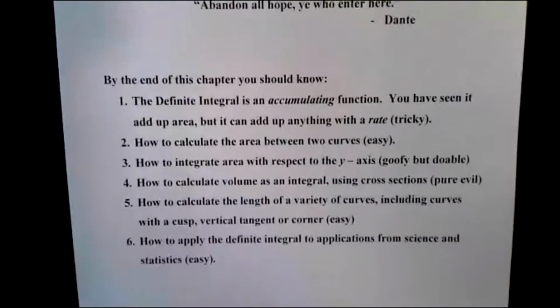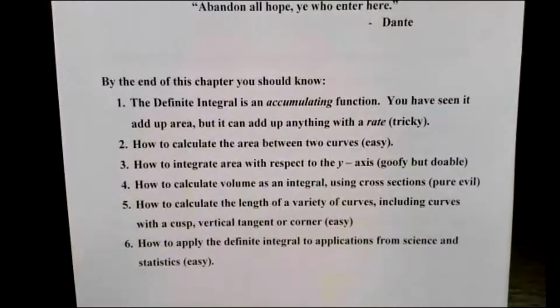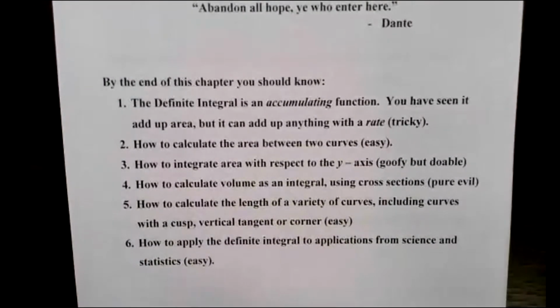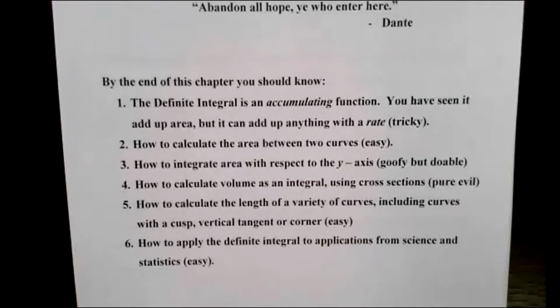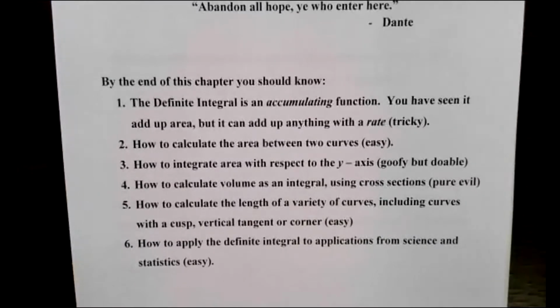So what you should know at the end of this chapter: the definite integral is an accumulating function. We've talked about it accumulating area under a curve, but it can add up anything with a rate. And I'll give you some good examples on that. People getting in and out of line, all right? How do you calculate the area between two curves? We've actually kind of done this. You take one and subtract the other, so that's pretty easy.